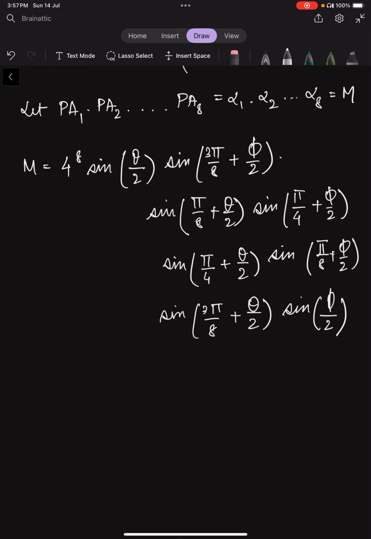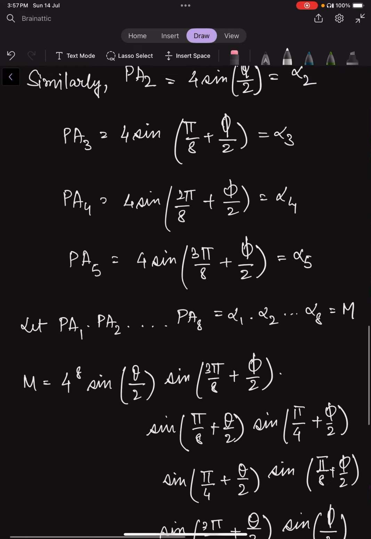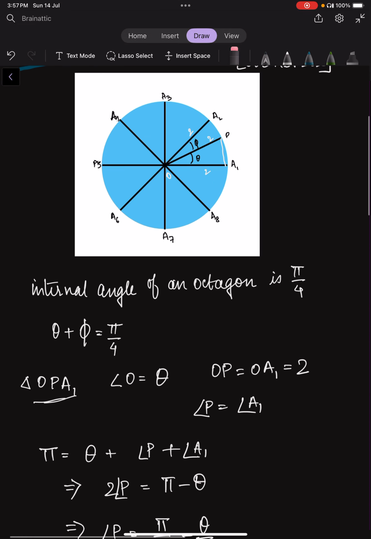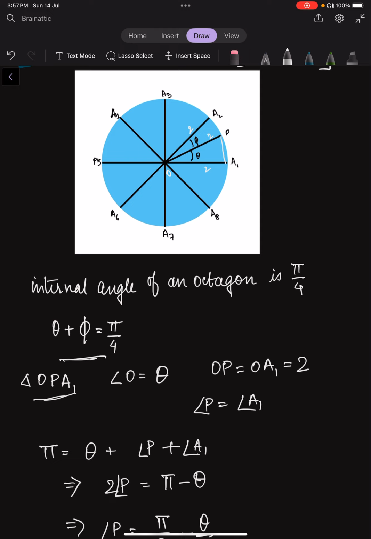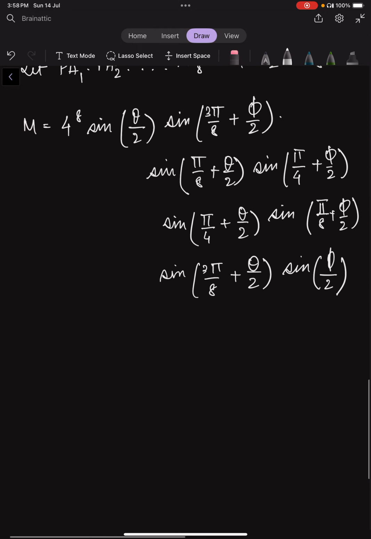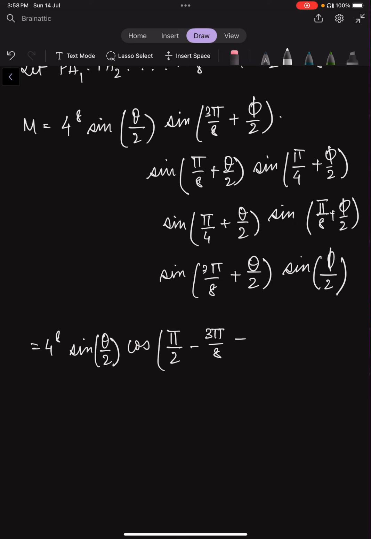Now, a simple evaluation will help us ease the problem a lot. So we have already made a constraint. The constraint is that my theta plus phi is always equal to pi by 4. So we'll use this extensively. And now what we are going to do is that we have 4 power 8. Sine theta by 2 is an okay term for me, so I'm not worried. I'll convert the other term to cos. So what I have now is cos of pi by 2 minus 3 pi by 8 minus 5 by 2. It will take some time to solve.